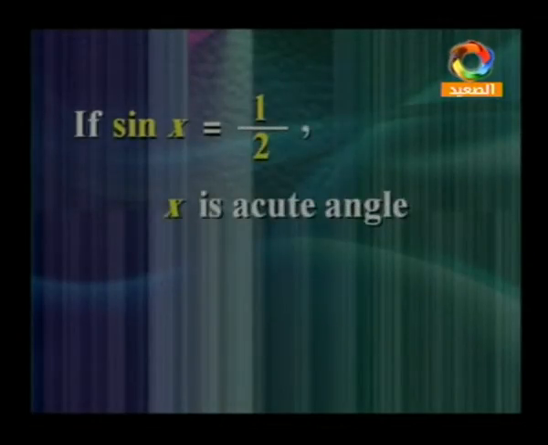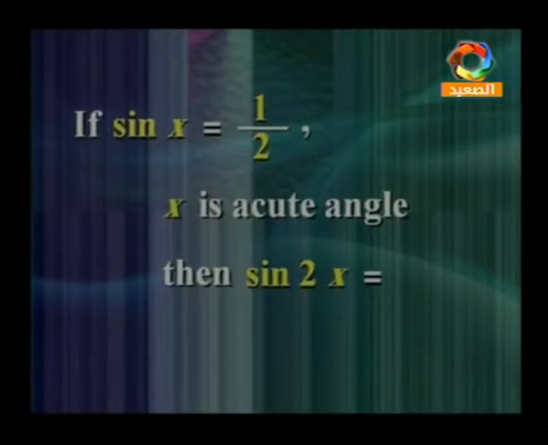Another example, if sine x equals half, where x is acute angle, then sine 2x equals what? At the beginning, you know that sine x equals half. You can find the value of x by using your calculators, pressing on the buttons shift sine half. So you are going to find that the value of x will be 30 degrees.